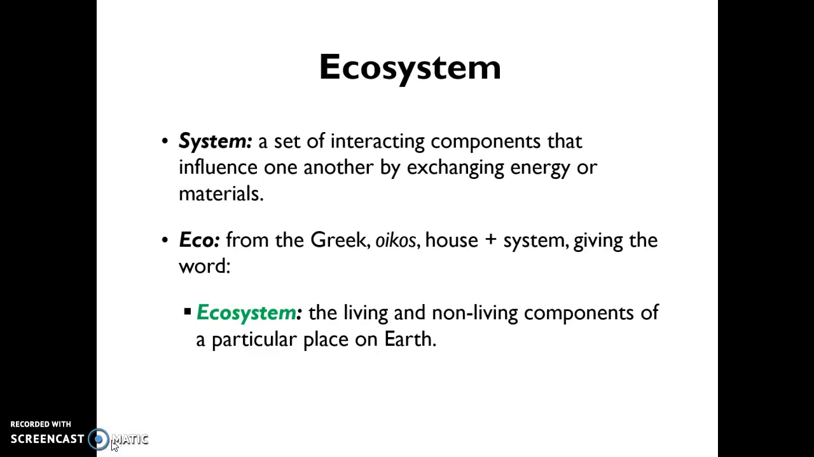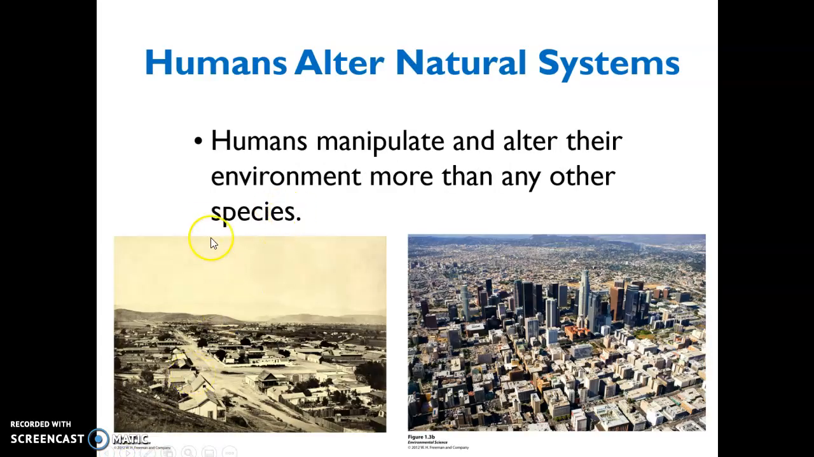So next we're going to look at how humans impact the environment specifically. So we'll start on the next slide. Humans alter natural systems. We've done it for as long as humans have been here. We manipulate and alter our environment more than any other species. And the example here is Los Angeles. On the left is Los Angeles in 1880, and here's a picture of Los Angeles today. You can see that they are dramatically different.